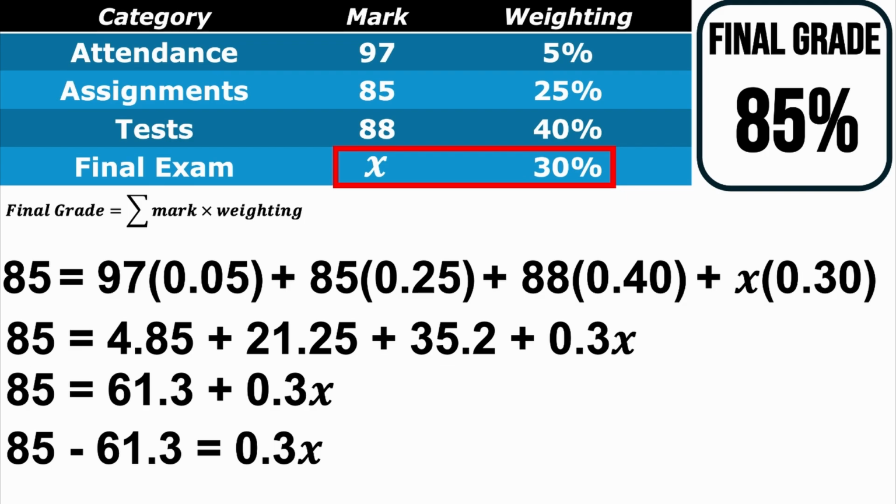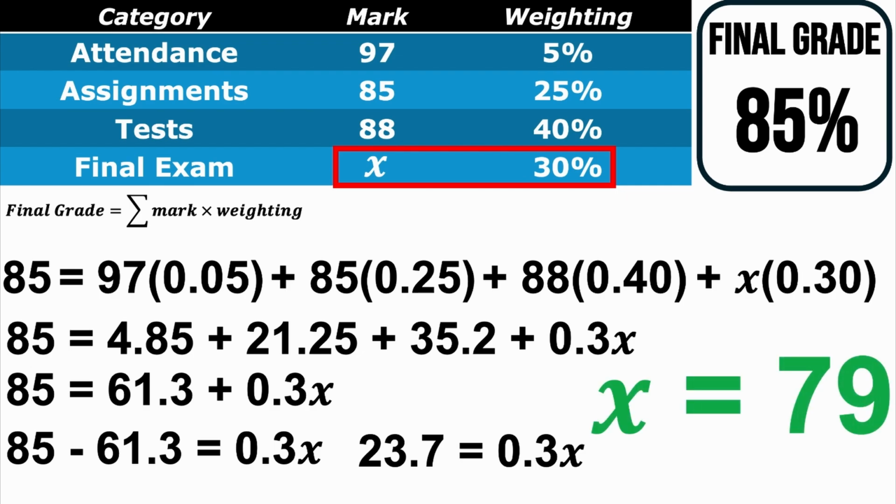Now 85 minus 61.3 is just 23.7. And now I have one more step to get x by itself. I need to divide both sides by 0.3. If I divide both sides by 0.3, then that gives me x is equal to 79. And this means this student got a 79 on their final exam.